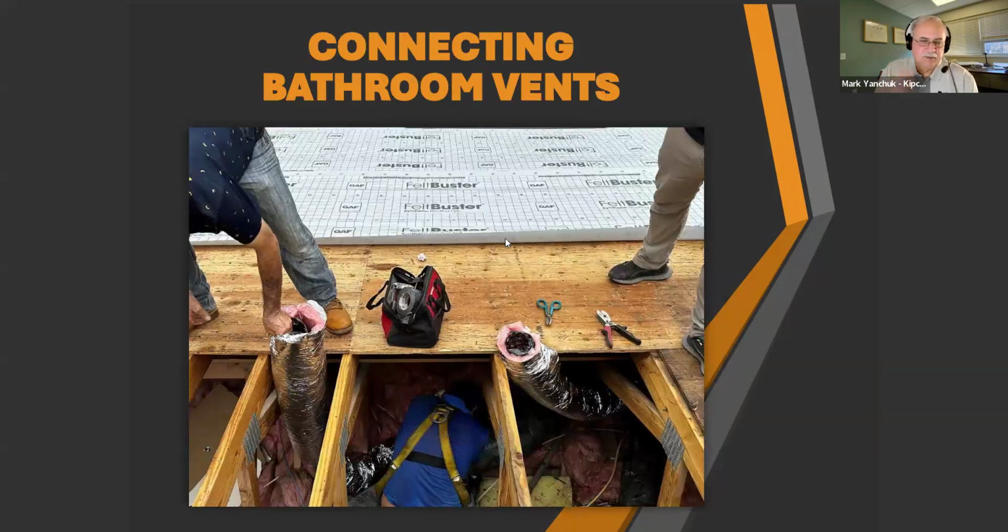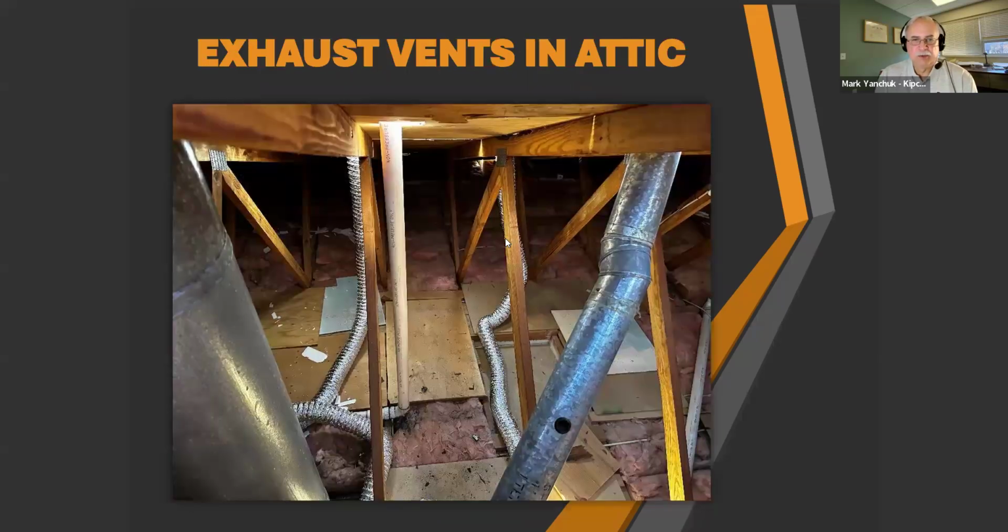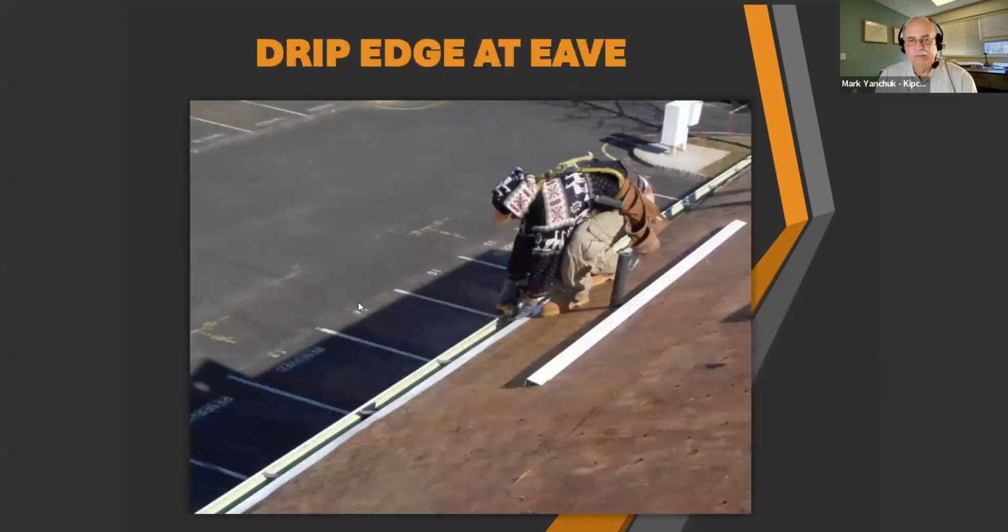Here's an example of running the exhaust. These are for bathroom exhaust, running the new ductwork up and making sure that they penetrate the roof. This is just more example. Usually if it's a hard duct like this, that's typically a dryer vent. The flex duct is usually a bathroom vent.